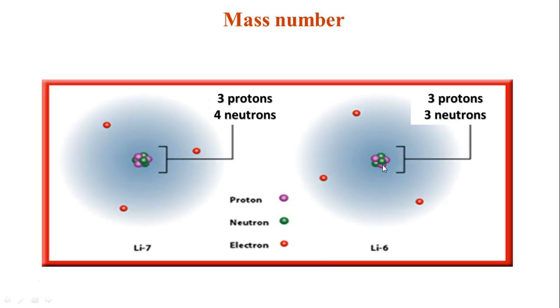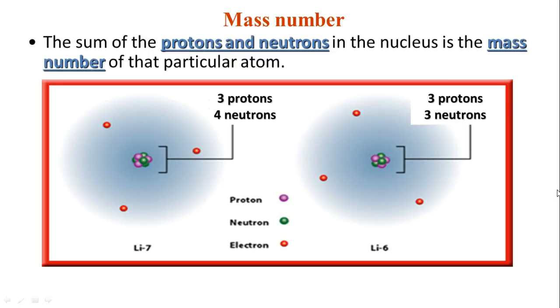Again, all we did was count the total particles in the nucleus, and that's how we got our mass number. So the sum of the protons and the neutrons is the mass number.